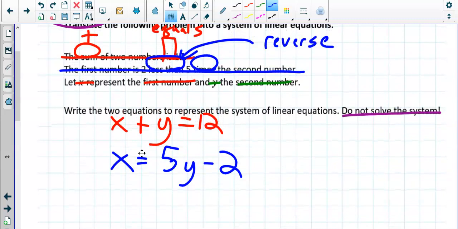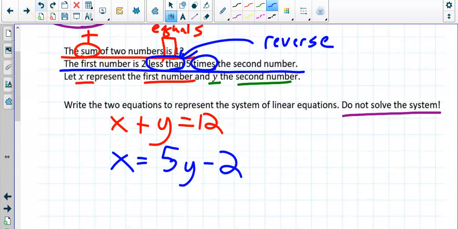What comes after the word less than is really the beginning. So that's the 5y. What comes before the word less than is really at the end. That's why it's minus 2, because the 2 came before the word less than. It's written in reverse. It's backwards. And that's it. That's all they wanted you to do on this. They wanted you to write the two equations. Done.